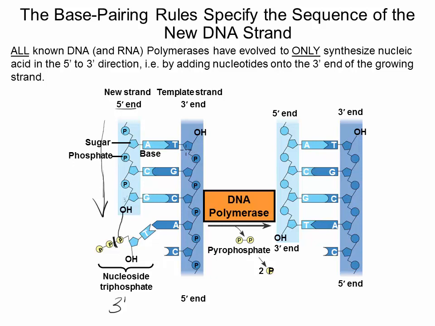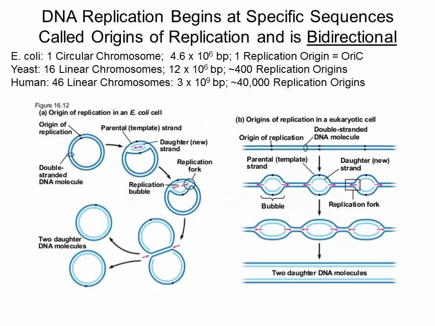So that introduces a little bit of a problem that the cell has to deal with, and we'll talk more about that in just a moment. An important thing to recognize about DNA replication is that it's going to begin at specific sequences, specific loci in the genome, no matter what organism you are talking about. Those specific sequences of DNA where the copying of DNA begins are referred to as origins of replication.